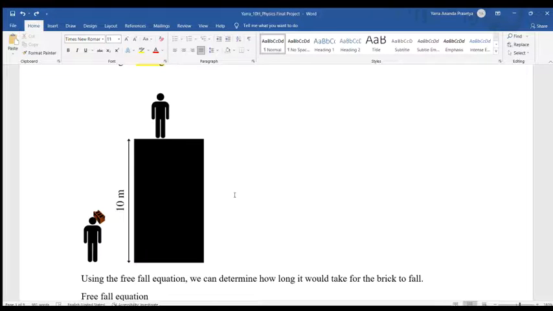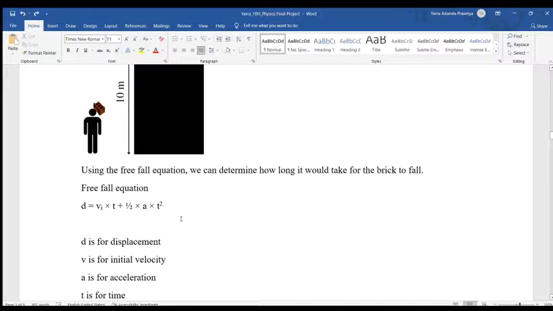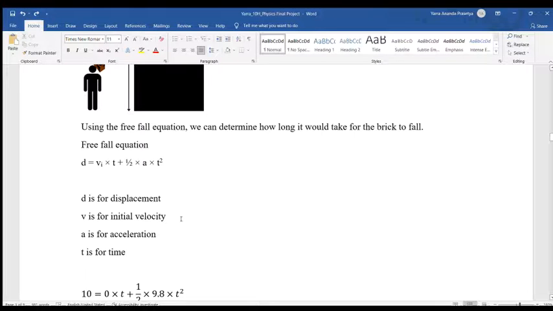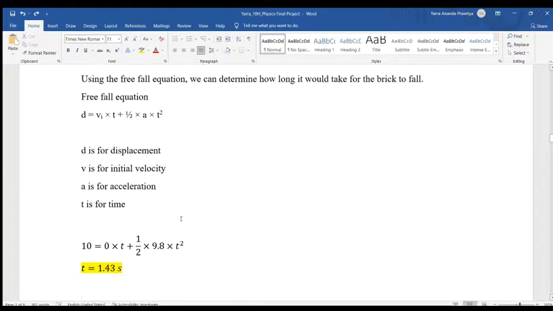So first we need to figure out how long it would take for the brick to fall from 10 meters to hit Marv, right? And we can find time with the free fall equation, which I already explained before. d equals v_i times t plus 1/2 times a times t squared. d is for displacement, v_i is for initial velocity, a is for acceleration, gravitational acceleration, and t is time, right? So d is 10, and the initial velocity is 0, so that becomes 10 equals 0 times t plus 1/2 times 9.8 times t squared. And if we do all the math, we get about 1.43 seconds. So that's how long the brick would fall from 10 meters. It would take about 1.43 seconds.